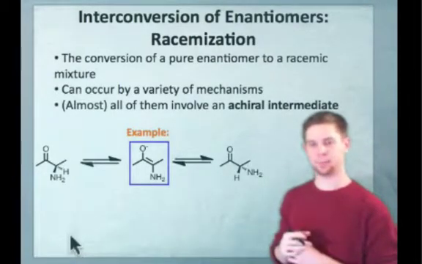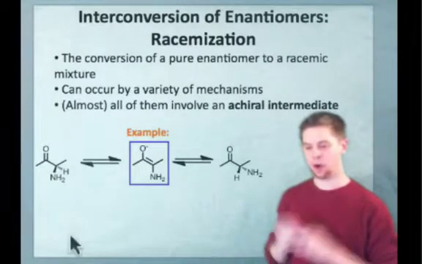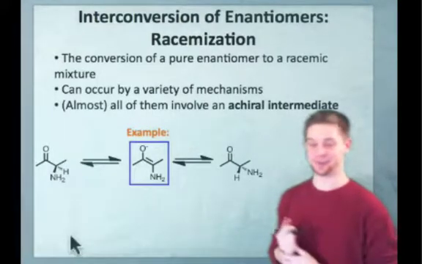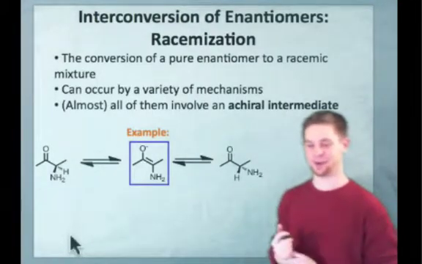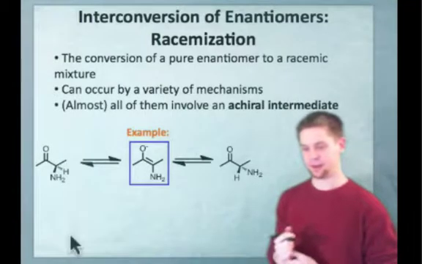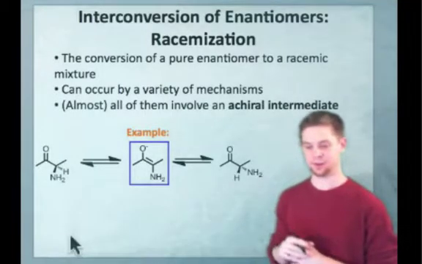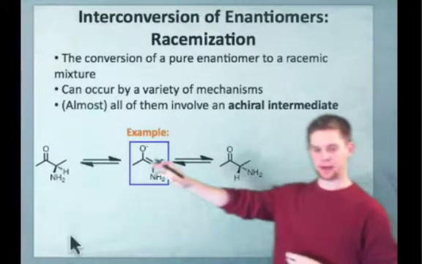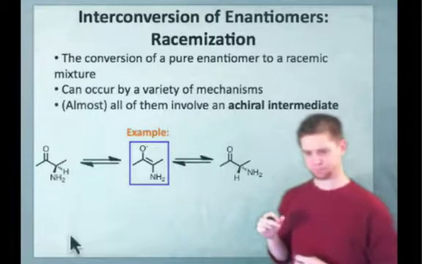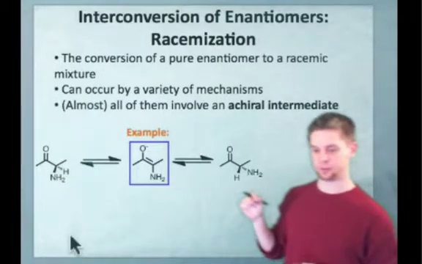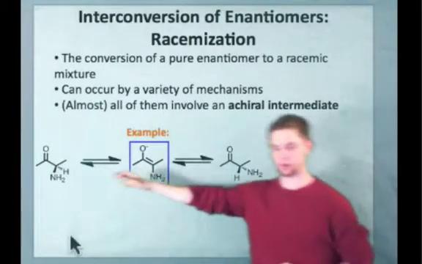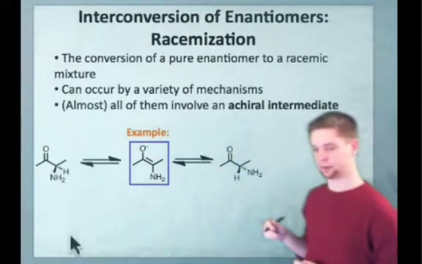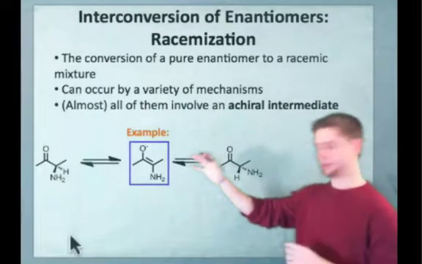It can occur by a variety of mechanisms, but almost all of the time, I won't say all of the time because I've actually done a seminar on chiral mechanisms of racemization of enantiomers, they all involve an achiral intermediate for our purposes. So what you're seeing at the bottom here is an example in which I've got this amino ketone interconverting between its two enantiomers. What can happen is deprotonation of the hydrogen here leads to a planar achiral intermediate.